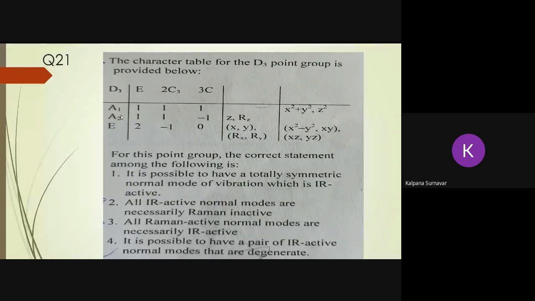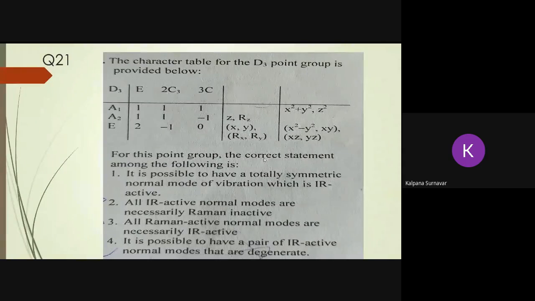Then see, A1 and the remaining terms contain XZ, YZ, XY, Z square, X square plus Y square, and X square minus Y square. These three modes are Raman active, but the first mode is IR inactive. So we can't say all modes are Raman active and also IR active. So this is a hint. Here is a possibility to have a pair of IR active normal modes that are degenerate modes. This is the final answer.